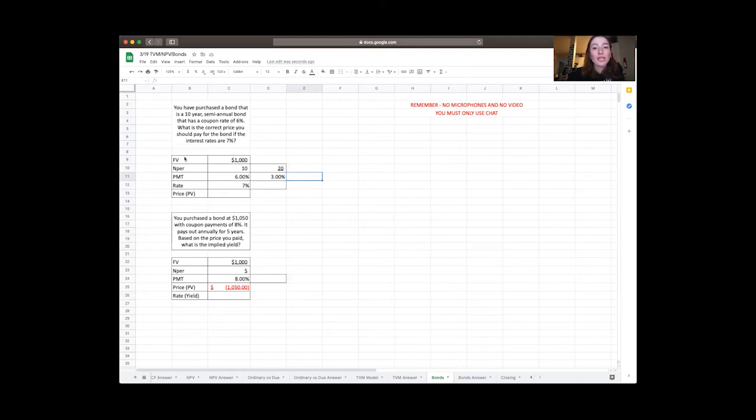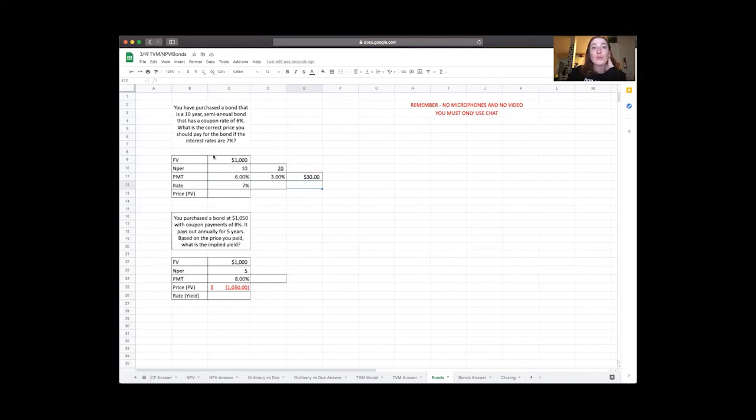When you're working with bonds, the future value will always be 1,000. So always be 1,000. Remember that. And so for your payment, you're going to take your 3% and multiply it by your 1,000. And that's how you get your payment.